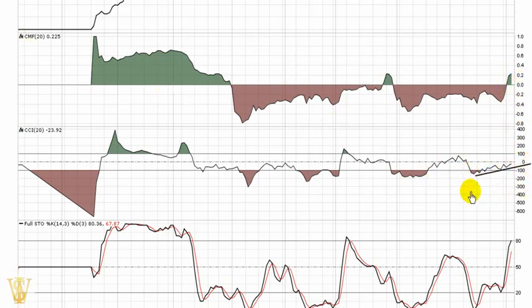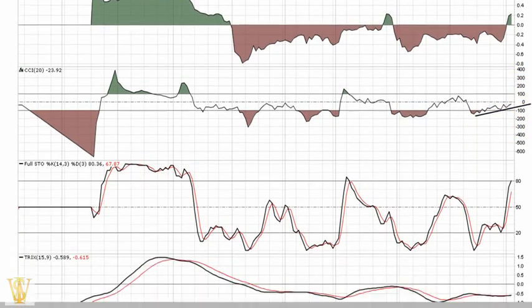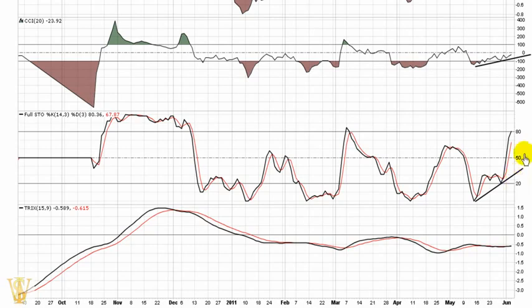CCI, over the last month, nice uptrend. You want to see that break through zero and hold above zero to get in bullish position. Full stochastic is making higher lows, now well above 50, showing that there's some strong momentum in this stock. And the TRIX is much like the MACD and the PPO. I like to see it trending back towards zero. It's a very smoothed out indicator, not susceptible to whipsaws, and uptrends are good things to see. Of course, you always look for that break of zero, and similarly, you look for downtrends to be broken.